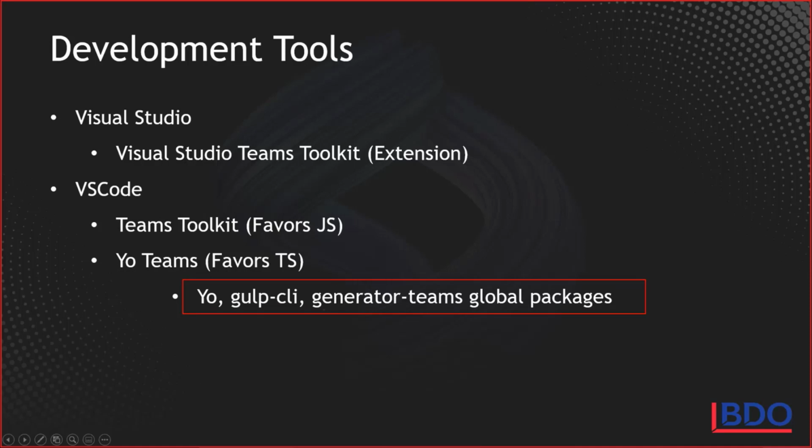And in order for this one to be available, we'll need to have Node.js. So it's Node.js based development, right? We'll develop on top of Node.js. We're going to create our application and package it and upload it to Microsoft Teams. So these are global packages.